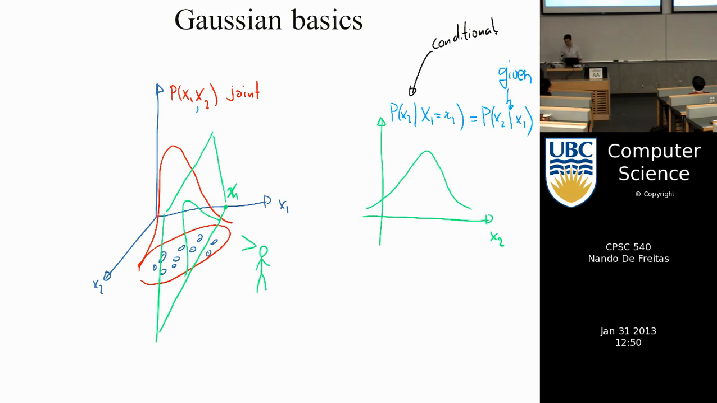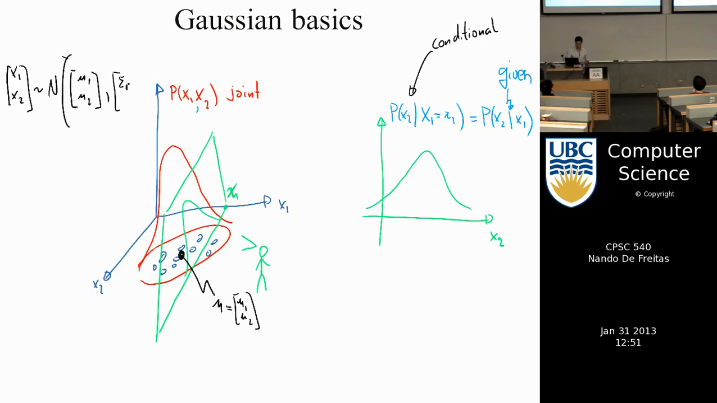Okay. Now, let us assume that the joint distribution of x1 and x2 is Gaussian with mean mu1 and mu2. The mean is the center. And let's assume that it has a covariance that's sigma1,1, sigma1,2, sigma2,1, and sigma2,2. So that's our Gaussian that describes that cloud of points in that plot. Sigma1,2 and sigma2,1 are just a transpose of each other.